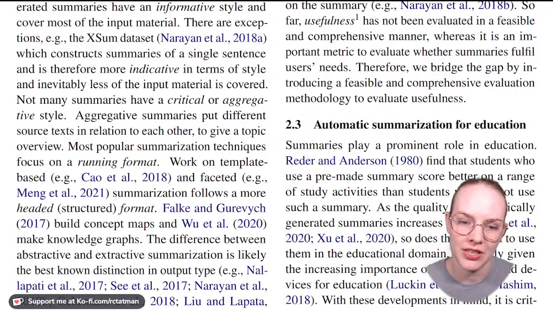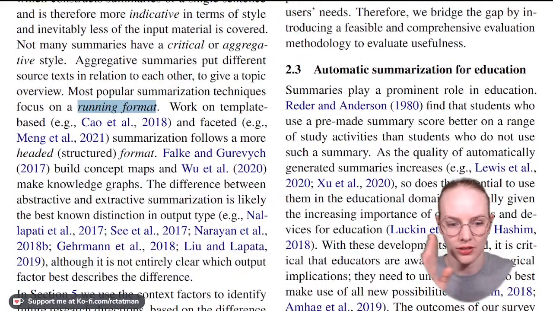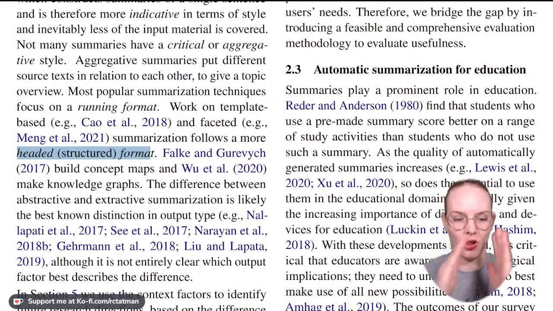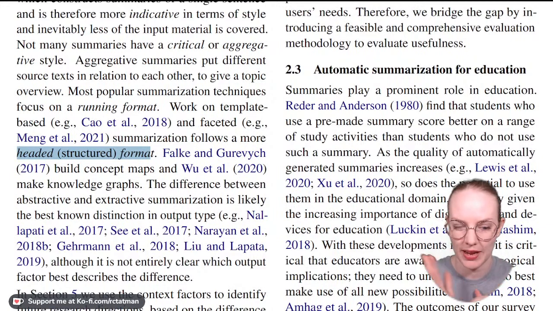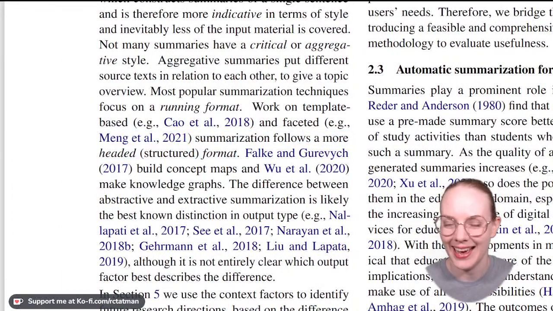Most popular summarization techniques focus on a running format. Work on template-based and faceted summarization follows a more headed, structured format. Okay, so I think what they're saying here is this is generated, you just step across the text and generate it as you go, like a recurrent neural network would, as opposed to taking all of the sections you need and then taking that internal structure and using that to generate the summary, would be my guess here, based on what I know about headed formats and template-based summarization and generalization.